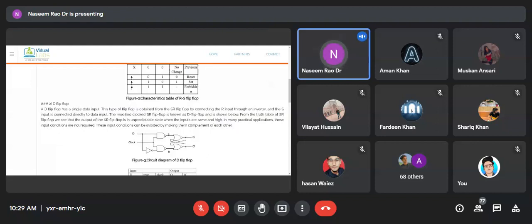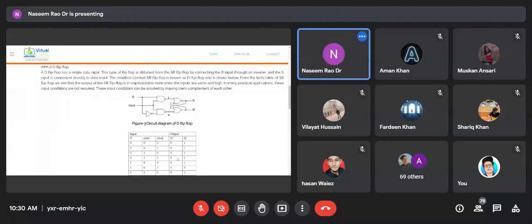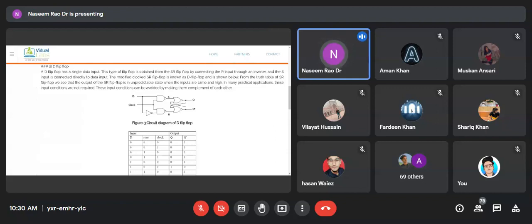And then next is the D flip-flop. D flip-flop has a single data input. This type of flip-flop is obtained from the SR flip-flop by connecting, just a minute, somebody is waiting. And this is the circuit of the D flip-flop. The D flip-flop is obtained from the SR flip-flop by connecting, just a minute, someone is coming.